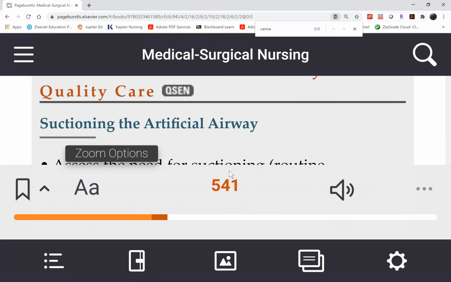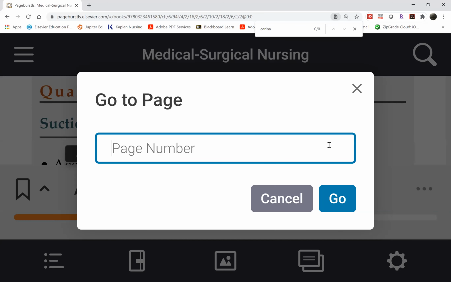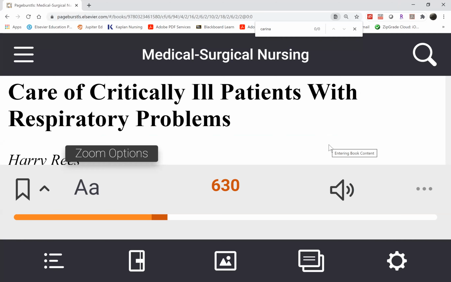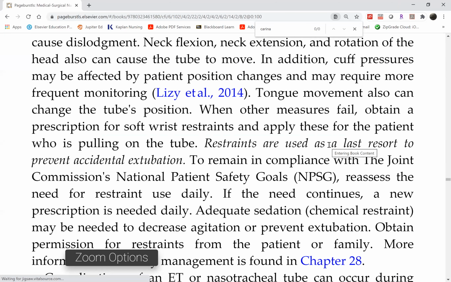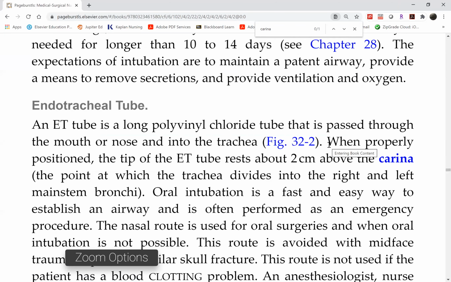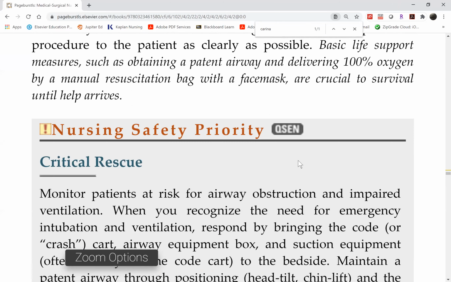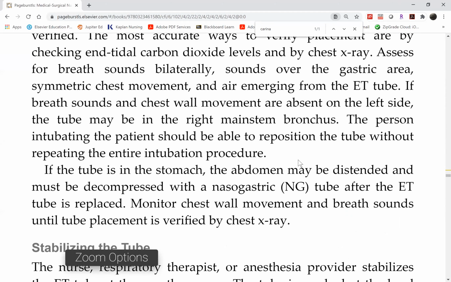So let's go back to what page, Miss Huertas? 630. Mhm. All right, so we were at the best practice chart, right?